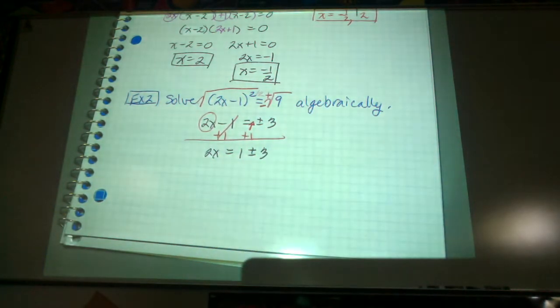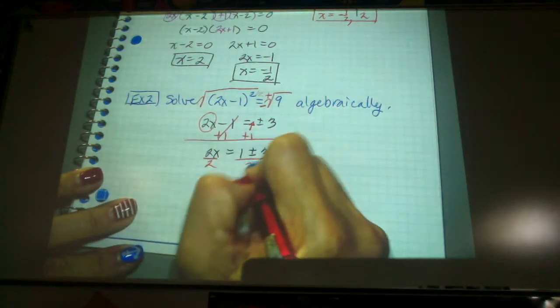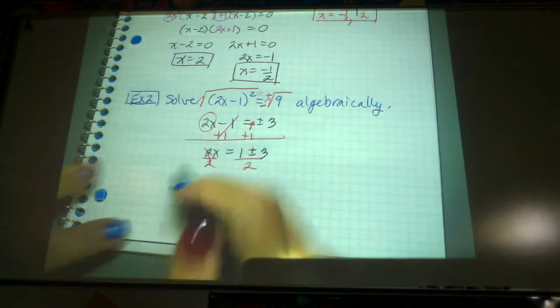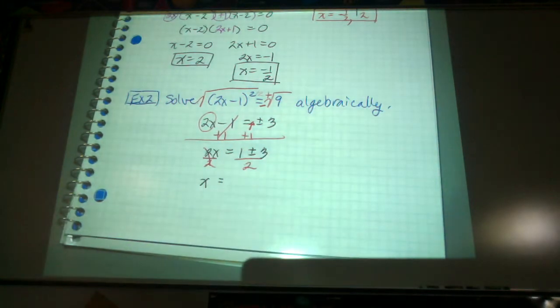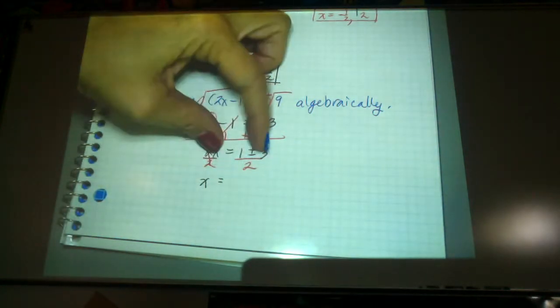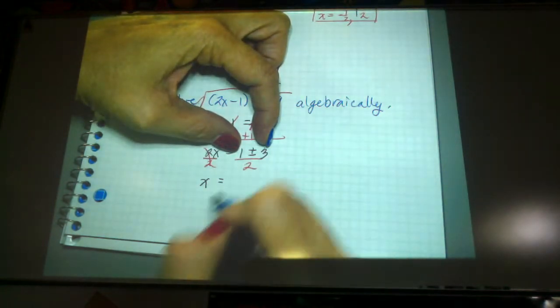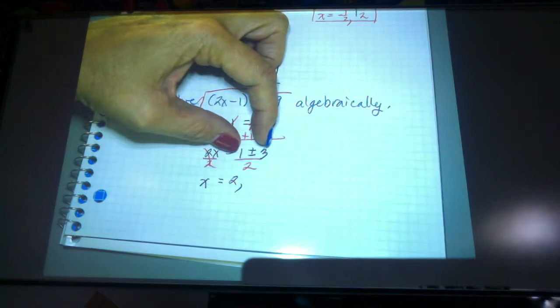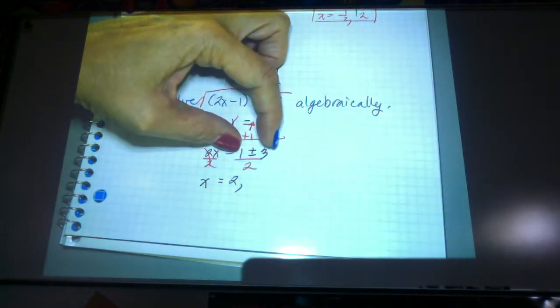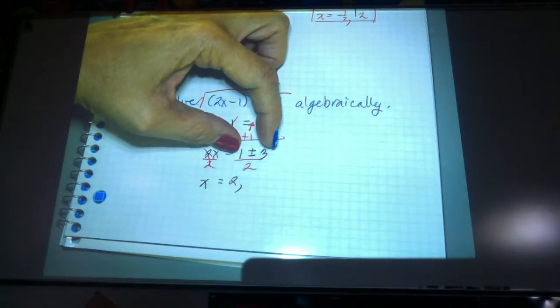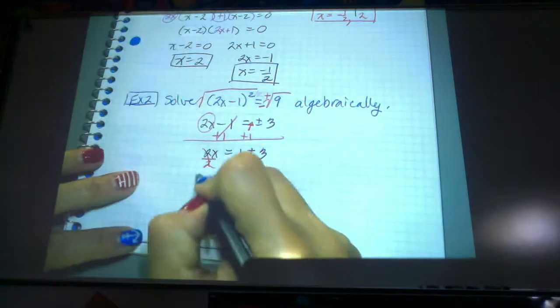Now what do you do to solve for x? Divide by 2. The whole thing divided by 2. Because it's all numbers and there's no variables there, we can actually figure out what the two answers are. What's 1 plus 3? 4 divided by 2. So one of the answers is 2. Then we're going to do 1 minus 3, which is negative 2 divided by 2, negative 1. So these are my two solutions.